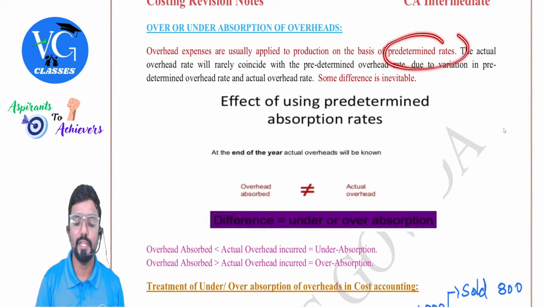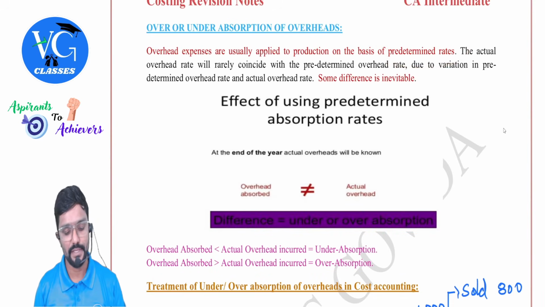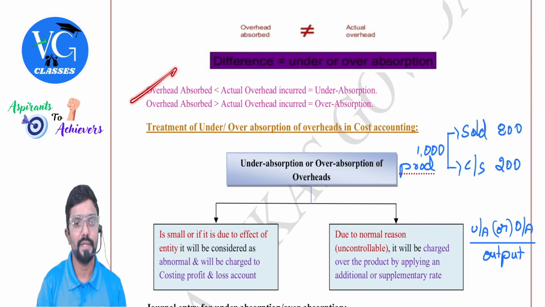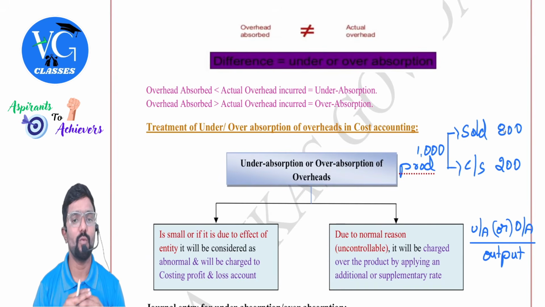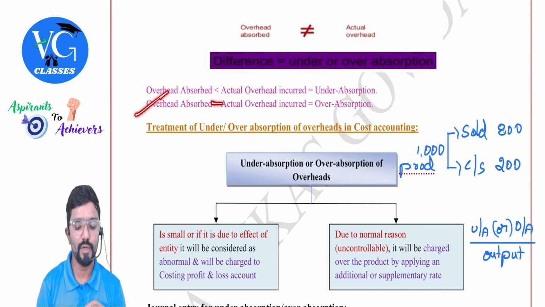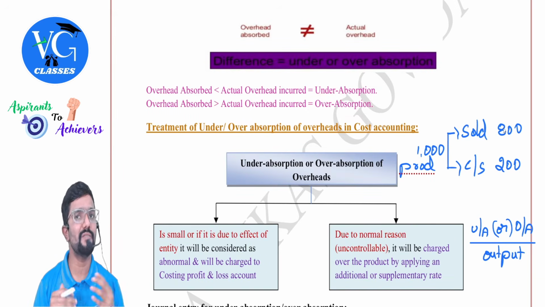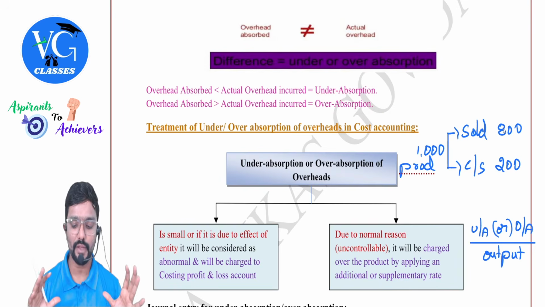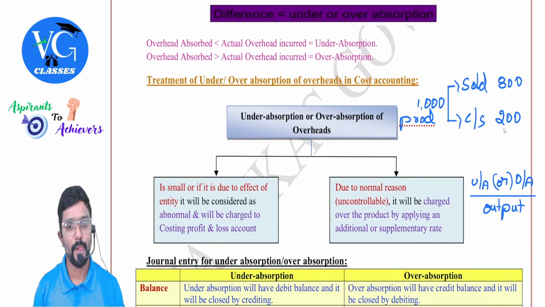This will come only when the company is following the predetermined overhead rate. So you can see I have given here that overhead absorbed is less than overhead incurred. We call it under absorption. If overhead absorbed is more than overhead incurred, then we call it over absorption. Any one will happen, guys, not both. Any one, not both.